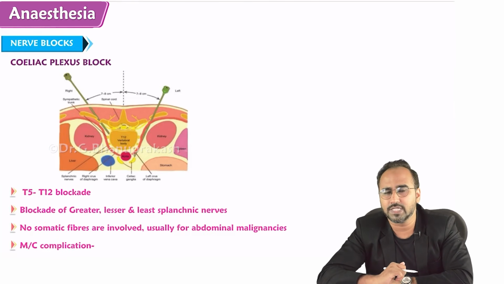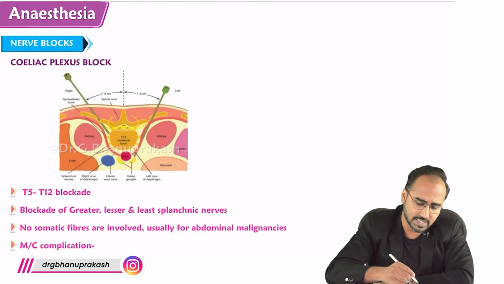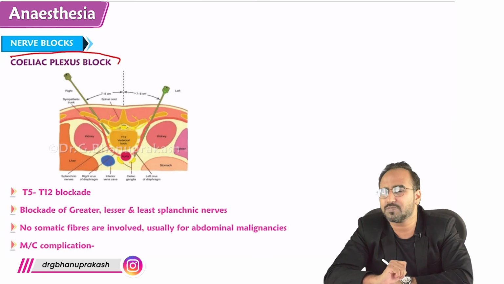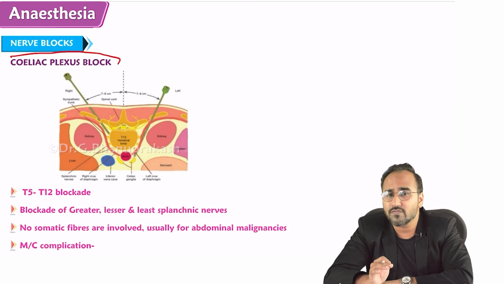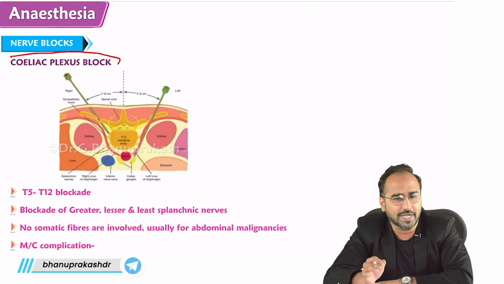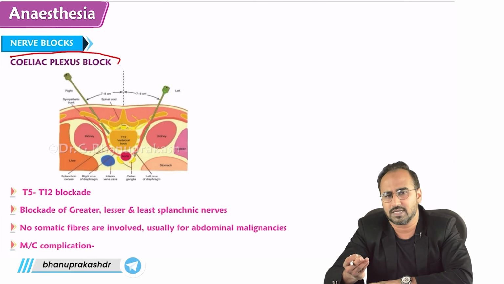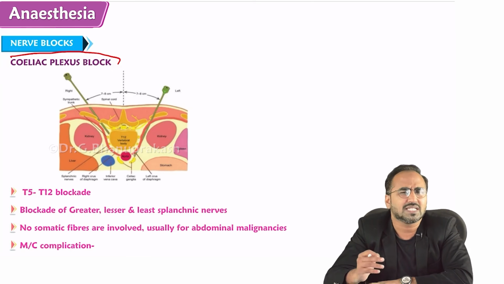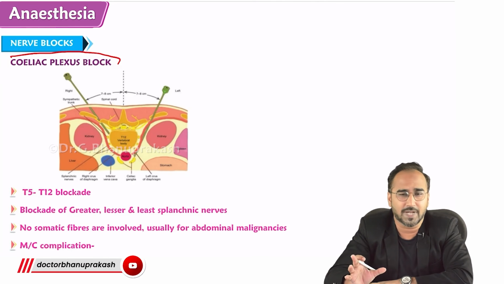Coming to the last block, guys, which is called Celiac Plexus Block. First, once again, we have to discuss what Celiac Plexus is responsible for. It supplies the gastrointestinal tract: the stomach, the duodenum, the pancreas, the gallbladder, all are supplied by Celiac Plexus. That's a large plexus.